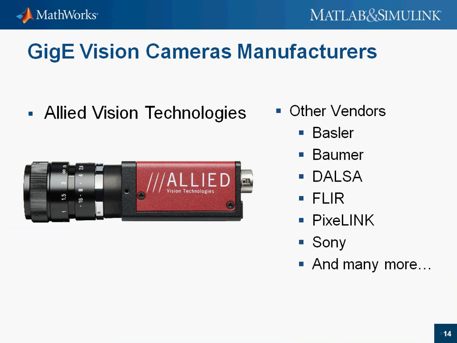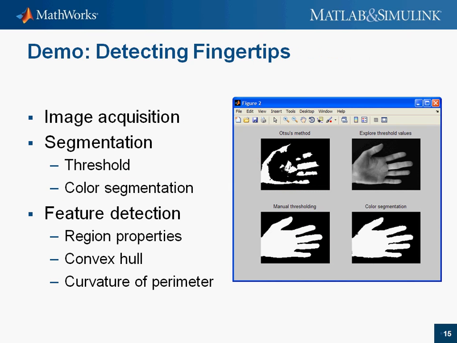Now I want to take a moment and cover who produces GigE Vision cameras. As a reminder, in the previous and in the next demo, we're using a GigE Vision camera provided by Allied Vision Technologies, or AVT. They provide us with one of their GX series cameras. But there are other vendors supported with Image Acquisition Toolbox, and I just wanted to list them here for completeness, so you know which manufacturers are available to work with. At this time, I think we can dive a little deeper into image acquisition and processing.